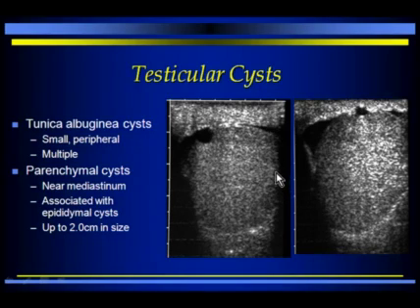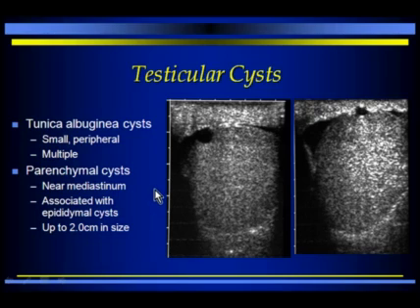Next, we're just going to move on to some benign findings in the testicle, which are important to recognize because they are leave me alone findings. This is a transverse image of a testicle. On the margin of the testicle, we see a small cyst. It's anechoic. It has through transmission. This is a tunica albuginea cyst. Often they are multiple. Usually they're small, and they can be seen around the periphery of the testicle. They have absolutely no significance.